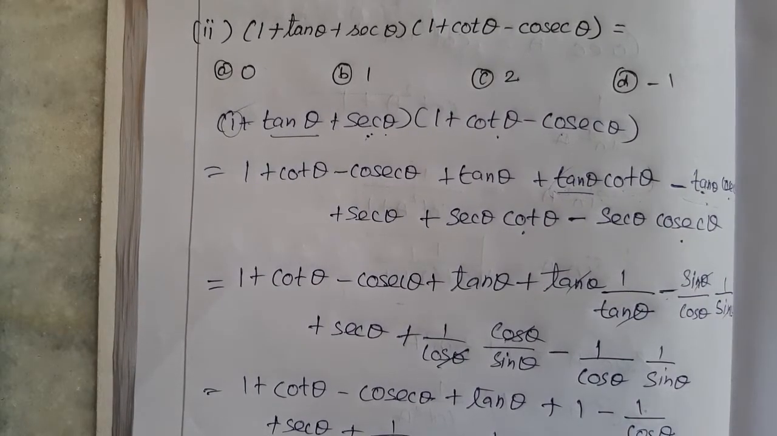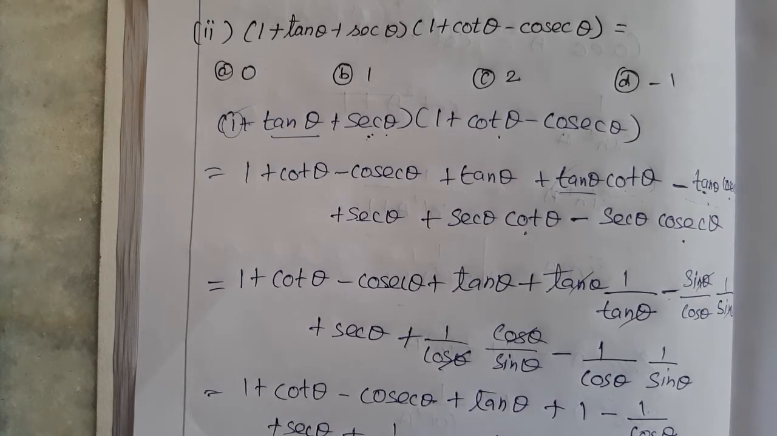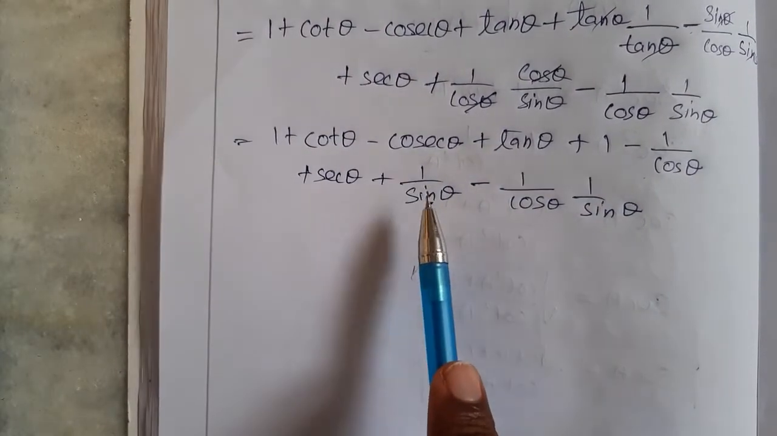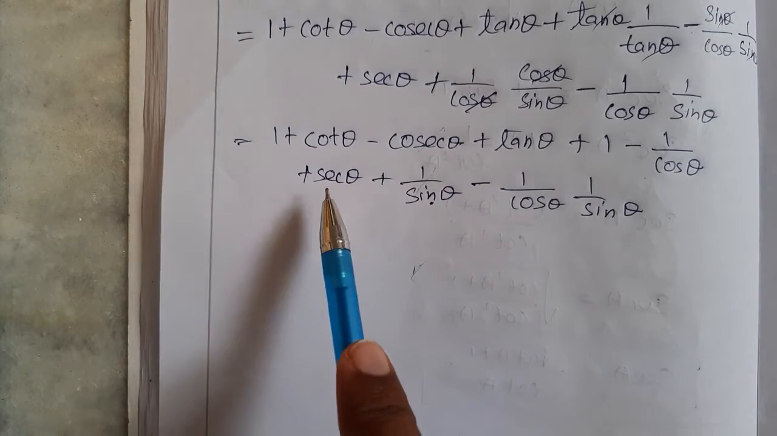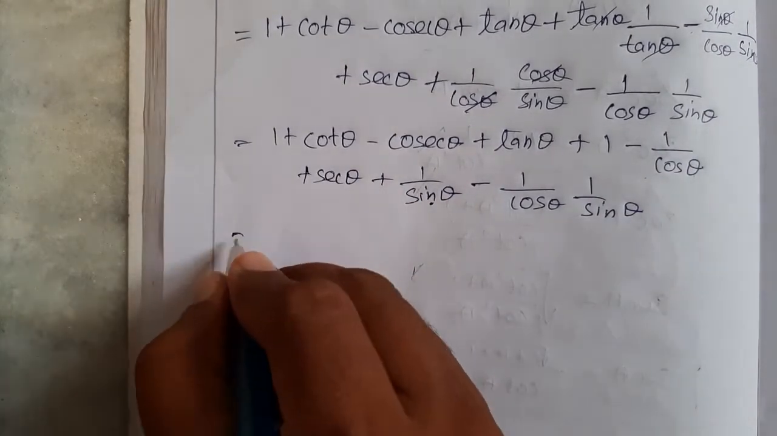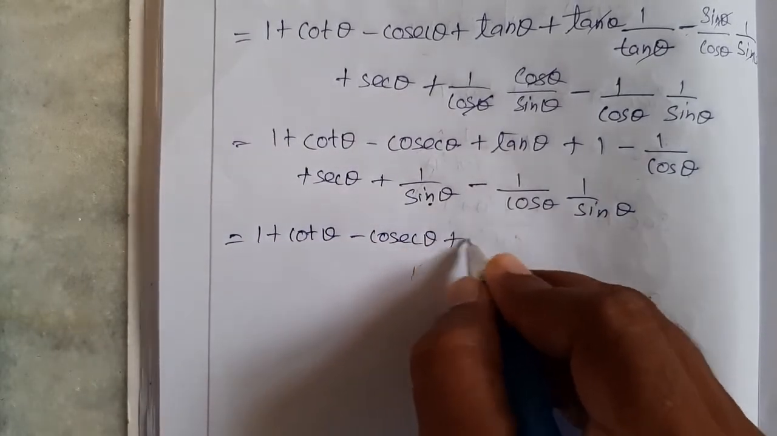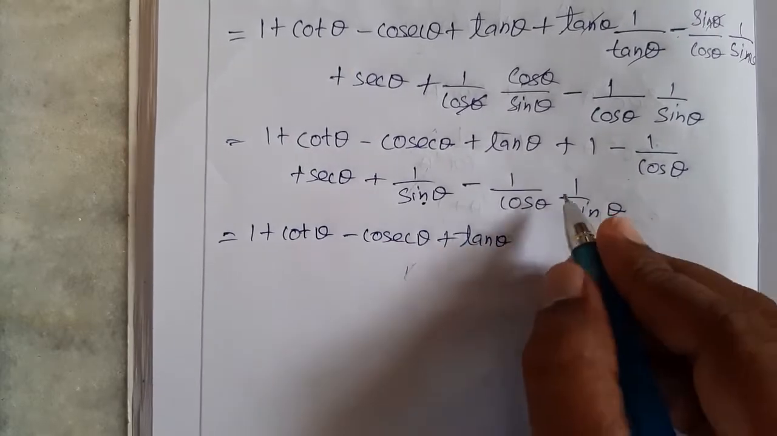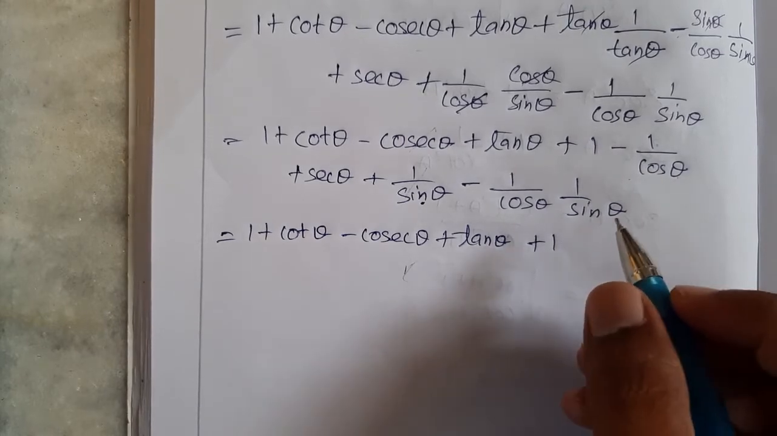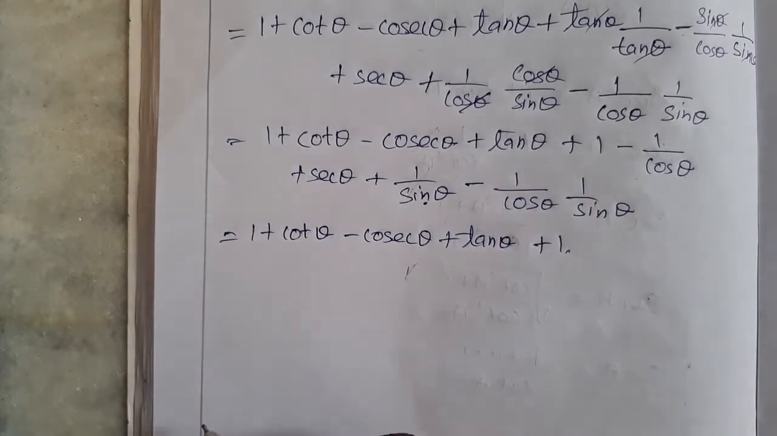So here we have to check whether any other terms can be cancelled. So 1 by sin theta we can represent as cosec theta. So cosec theta will be cancelled, and the same, the 1 by cos theta we can write as sec theta. So sec theta and sec theta will be cancelled, right? So 1 plus cot theta minus cosec theta plus tan theta plus 1. So let me add this 1 and 1 in the next step as a 2.